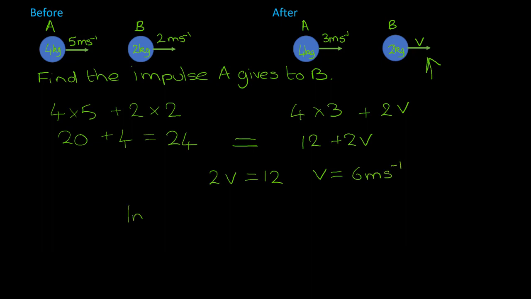So the impulse will equal the mass of B, which is 2, and then we've got 6 now minus 2 times 4, which is 8 newton seconds.